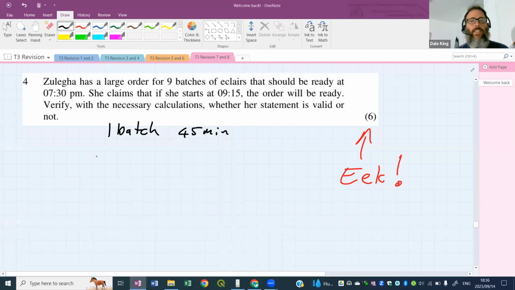So what we can do, we can say 45 minutes times 9 batches will give us 400 and something. I forgot what it is. I checked on the calculator.